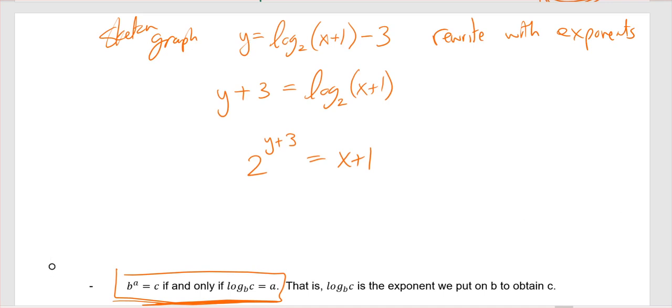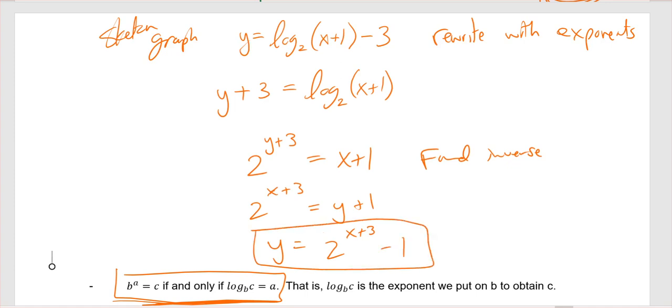Okay, well, if I wanted to find the inverse, we're switching x and y around, right? So we would have 2 to the x plus 3, and then our y would be on that side now. So then solving this for y, we would have 2 to the x plus 3 minus 1. And now this is the inverse of this. So these are inverses. Well, what we can do now is we can find points on this graph, and we can just flip-flop the ordered pairs, and we can have points on the logarithm graph.